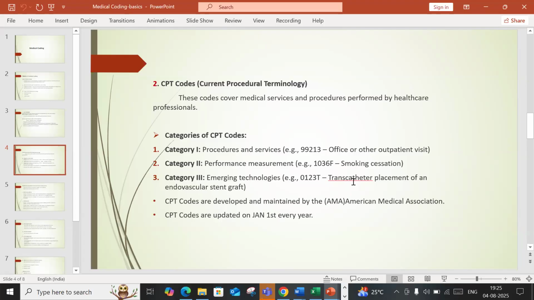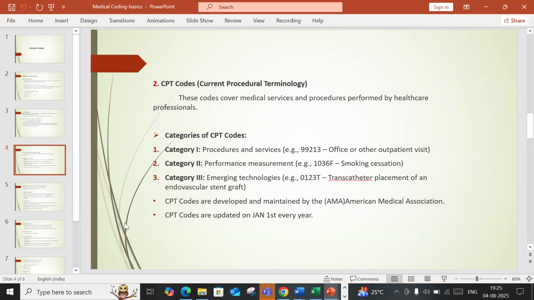This catheter is an instrument. They are placing this catheter during this endovascular stent graft procedure. So for emerging technologies, we have to report CPT Category 3 codes that end with the letter T. For performance measurement, we have to report CPT Category 2 codes that end with the letter F. And for procedures and services, we have to give CPT Category 1 codes.